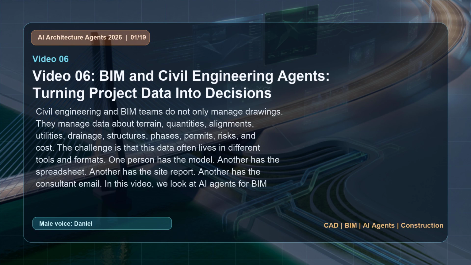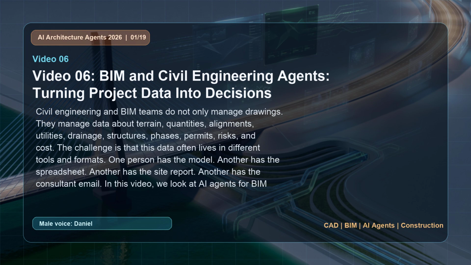Civil engineering and BIM teams do not only manage drawings, they manage data about terrain, quantities, alignments, utilities, drainage, structures, phases, permits, risks, and cost. The challenge is that this data often lives in different tools and formats. One person has the model, another has the spreadsheet, another has the site report, another has the consultant email.